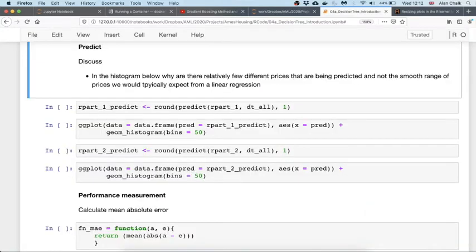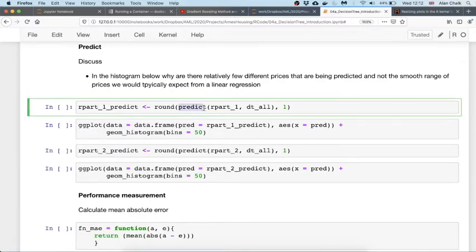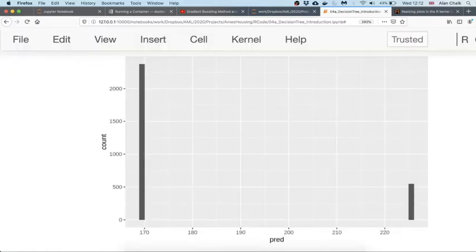Let's just have a look at how we predict. So we're going to predict over the rpart object and using the whole data. I haven't actually yet split between train, validation and test. These are the predictions from our first decision tree. If you remember, we only used one variable, which was the roof type.